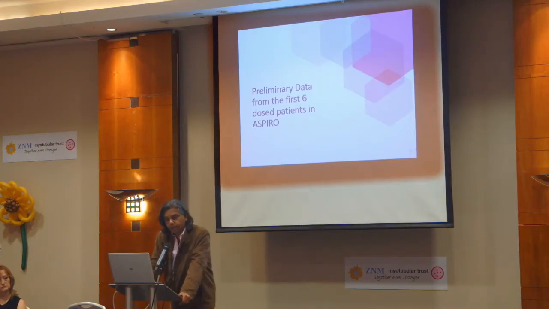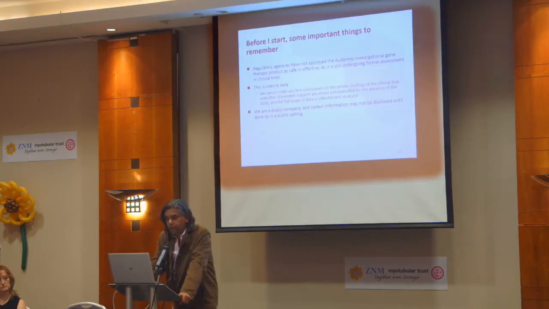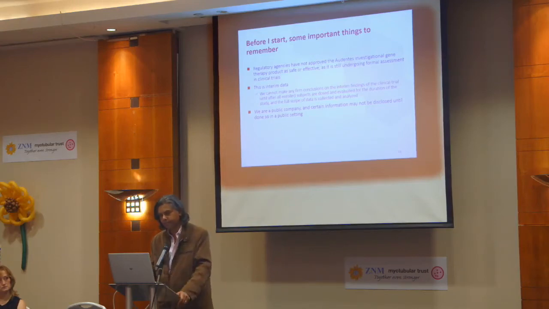So what about the data from the first 6 patients? And before I talk about the data, I do need to just forewarn you that this is interim data, so we can't make firm conclusions. And also, we're a public company, so there's some things we can share and some information we can't share. So everything I'm going to share with you is from a data cut that was performed in May, and we shared this data at the big gene therapy meeting in Chicago a few weeks ago. So I'm going to be sharing that data with you now.